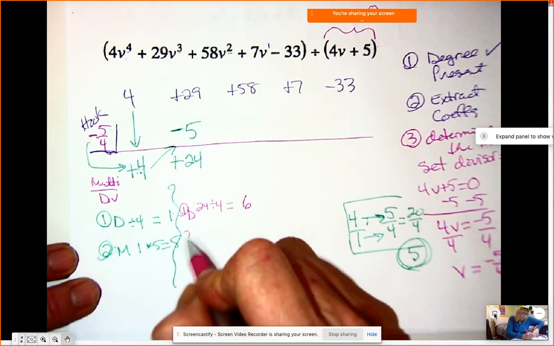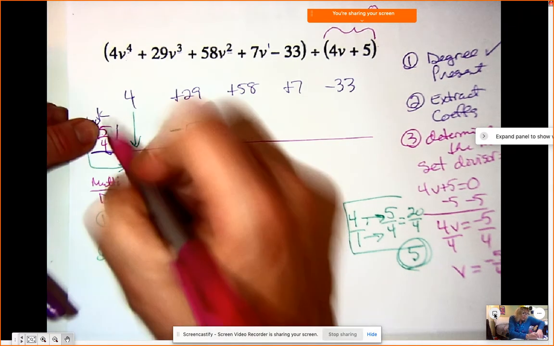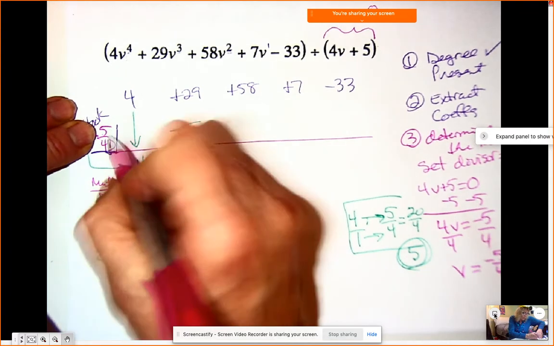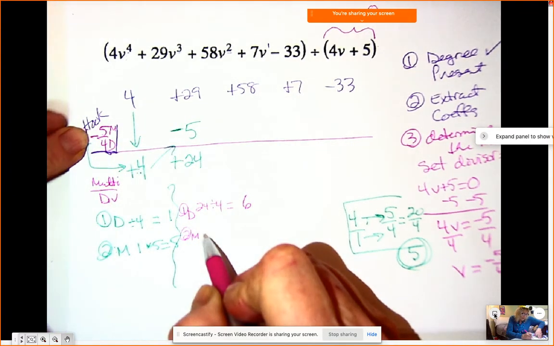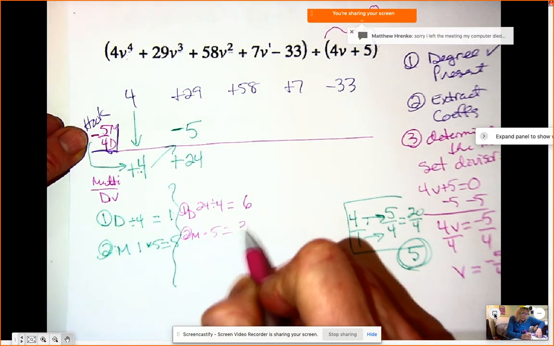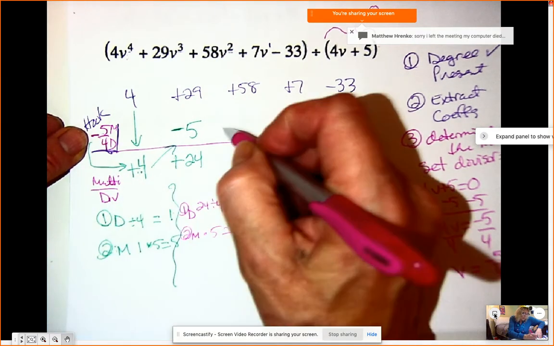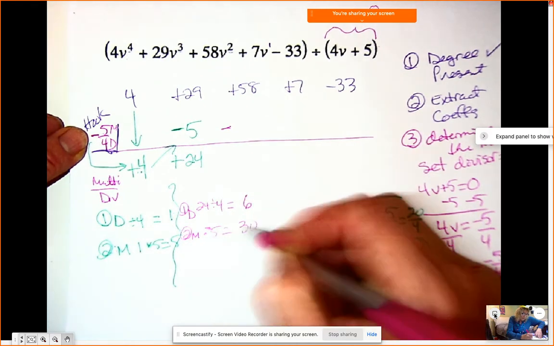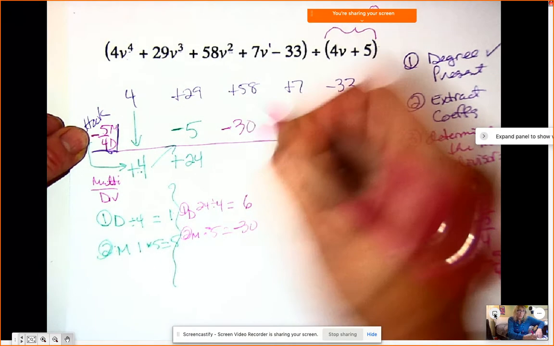Step 2, multiply now by the number on top. We're dividing by 4 and we're multiplying by 5. Multiplying by negative 5, but anyway, multiply by 5, and I get 30, but a positive times a negative will be negative. Okay, so I could say negative 30.